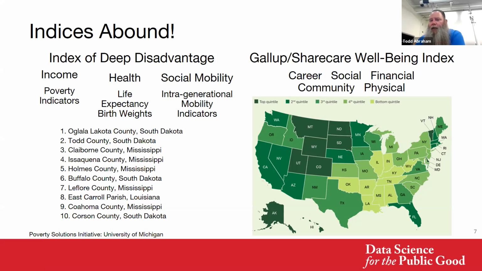What's important to note here is that if they had mapped each of the 5 pieces of that well-being index, we might see a very different map. People might be very satisfied with their careers in parts of the country and very dissatisfied with their careers in other parts of the country that may not exactly map onto this global index picture.